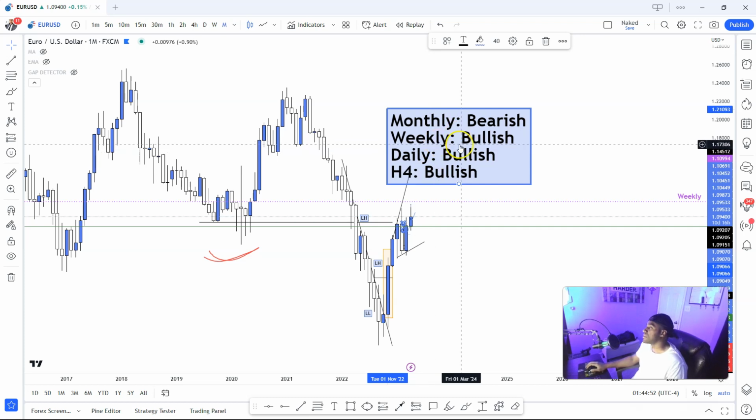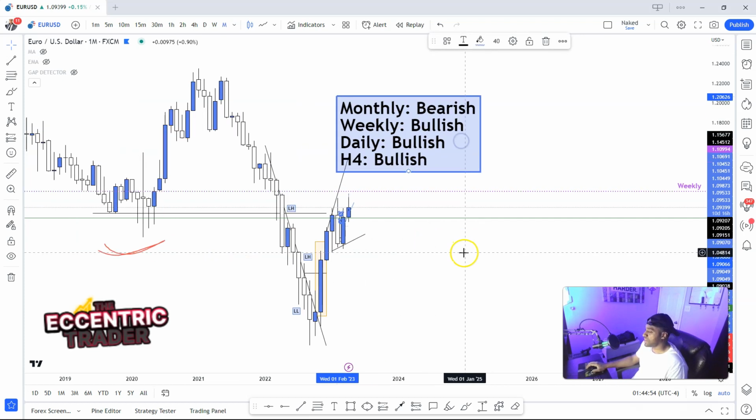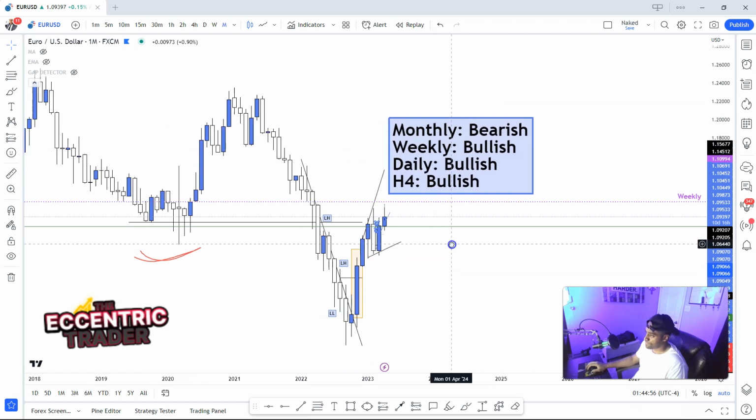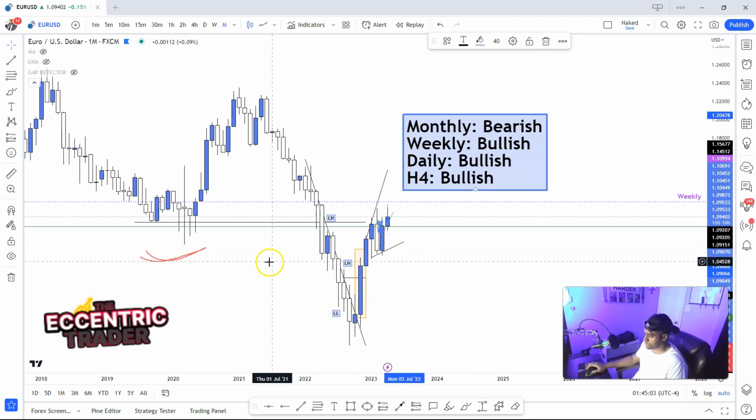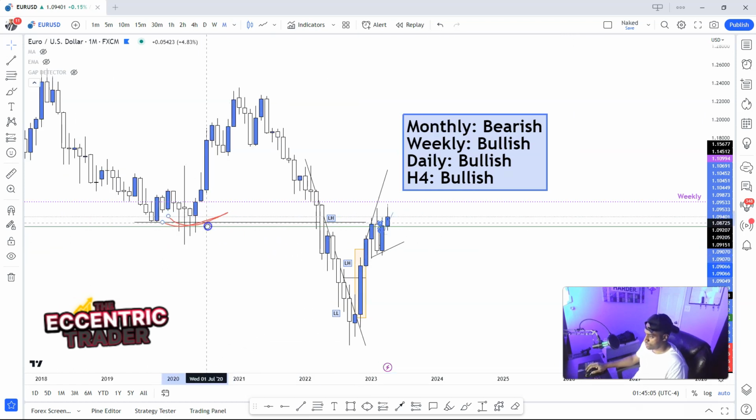All right, y'all. I got EU here, top-down analysis. Let's go. All right, monthly time frame, bearish as you know it. It's been bearish for a little bit now. We're looking at this relative low right here.